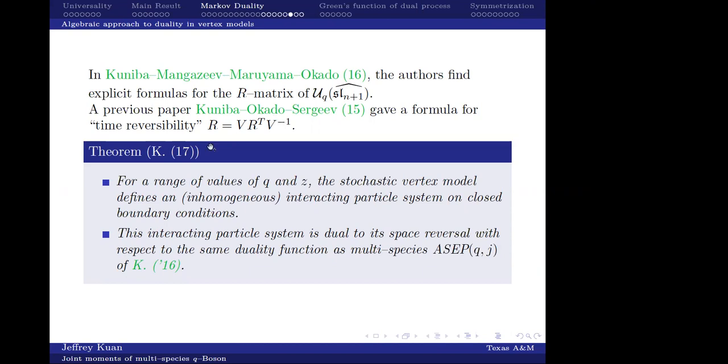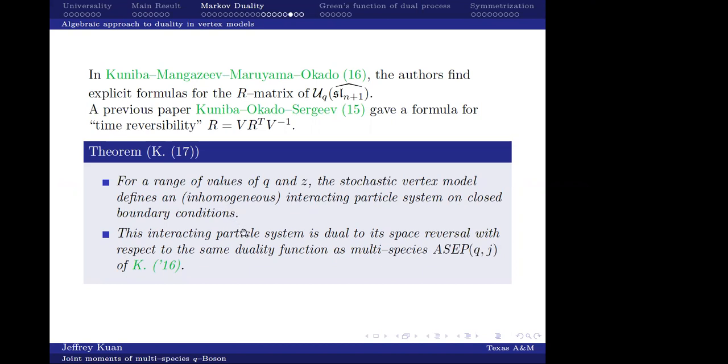So with that at hand, you could define the stochastic vertex model on closed boundary conditions, as opposed to the open boundary conditions I described before. You can just seal off the right boundary by having all the particles stick there. That's a step that needs to be done.